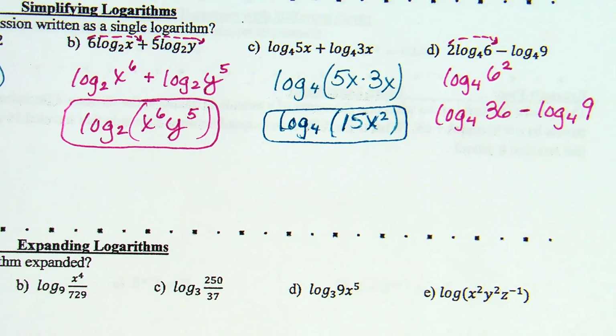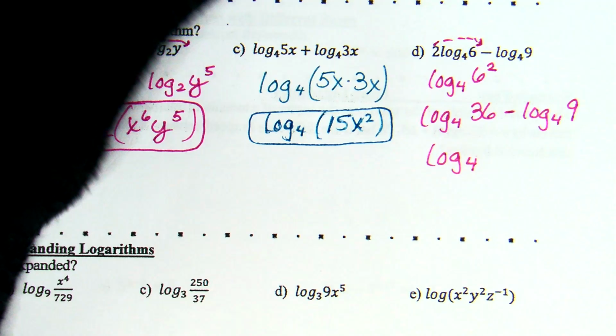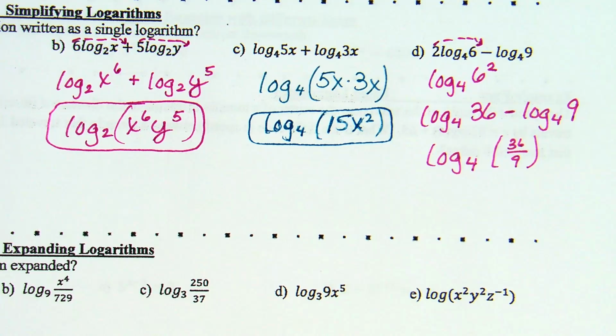Okay, 2 logs being subtracted can be rewritten as 1 log where the insides are divided, and that is our quotient property. Log base 4 of 36 minus log base 4 of 9 is log base 4 of 36 divided by 9. What do we know about 36 divided by 9? It's 4. So now I have log base 4 of 4.